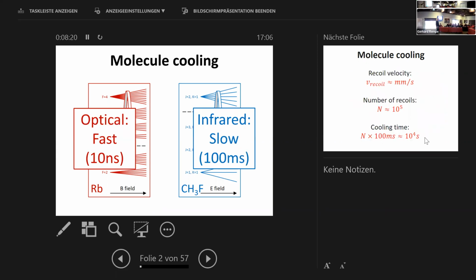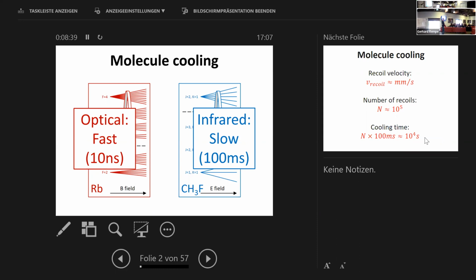So, a question to you. This is the answer. Nobody gave me an answer. So this is the answer. In rubidium, it's a very fast transition. It's an optical transition, optical wavelengths. It's very, very fast. Typically, the lifetime of the excited state is maybe 10 nanoseconds.